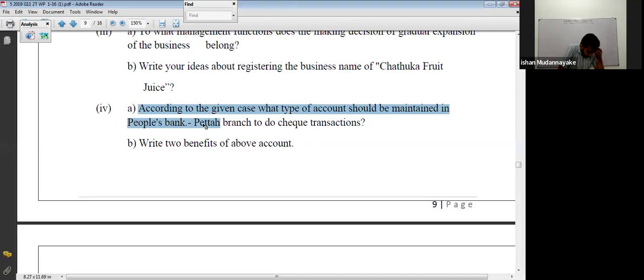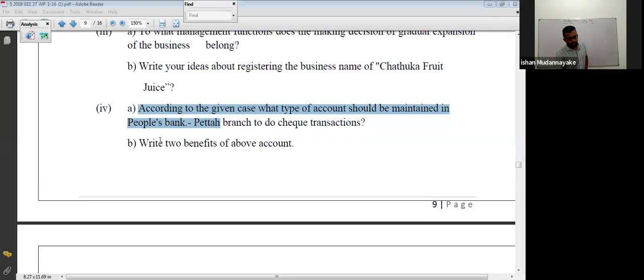Next one. According to the given case, what type of account should be maintained at People's Bank, Peta branch, to do check transactions? Open the mic and give me answers. Current account. Yes, current account.